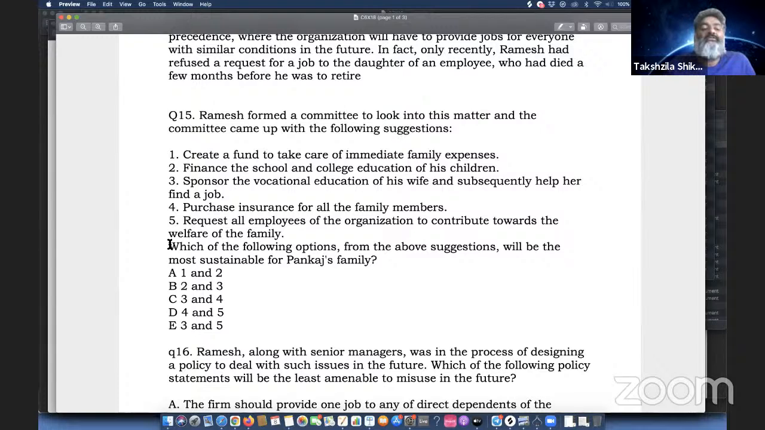And the final question was, which of the following options from the above suggestions will be the most sustainable for Pankaj's family? So sustainable, that means think long term and a permanent solution that works forever, hopefully. So Johnny has already given me an answer.